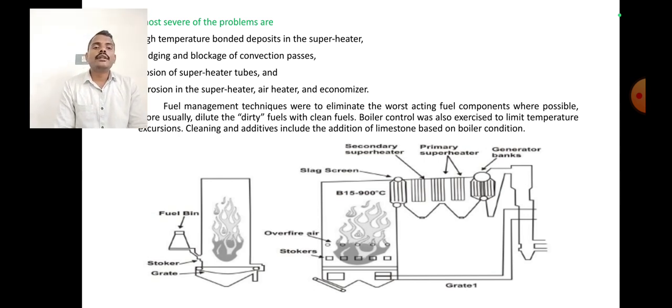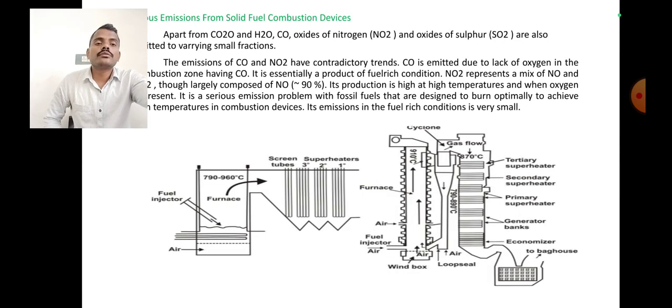Next are the secondary superheater and primary superheater. The last one is the generator bank. The secondary superheater has a higher temperature in the plant, and the primary superheater comes in the stage before the secondary superheater. In the generator banks, water is converted into steam. Lastly, the flue gas passes through the chimney.